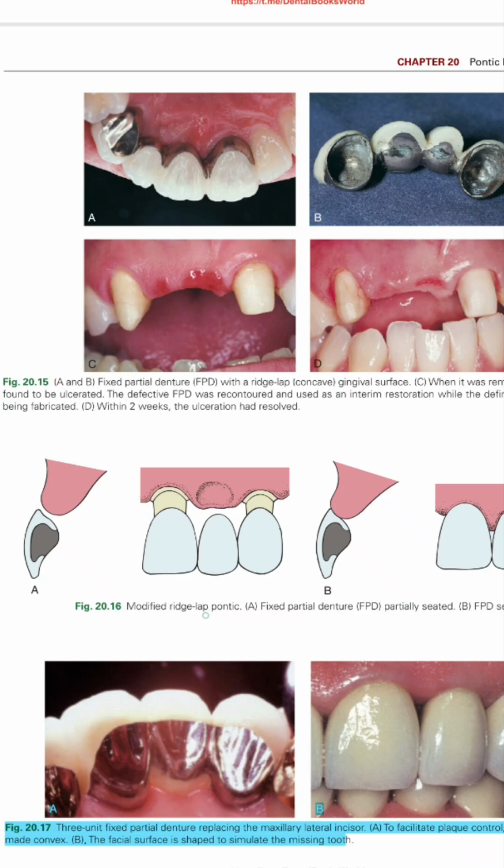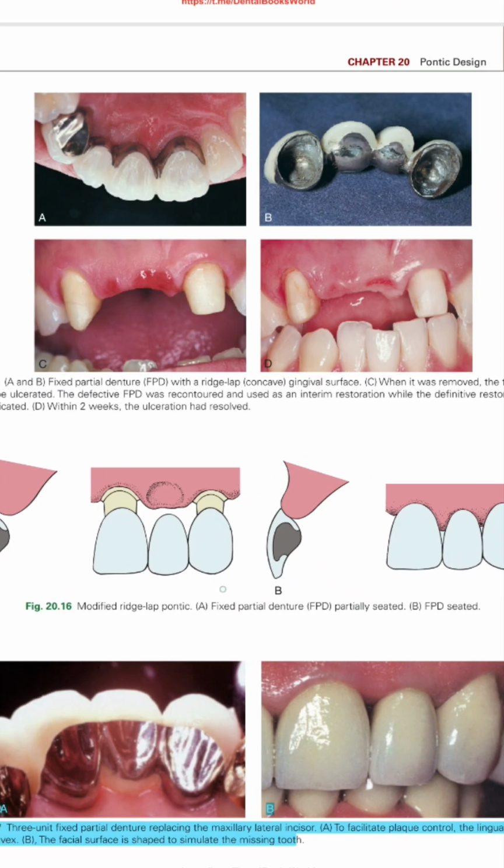As for the modified ridge Pontic, it is the most aesthetic, where it does not require any surgical modification before the insertion, and it provides the ability to do the cleaning, which makes it tissue friendly.